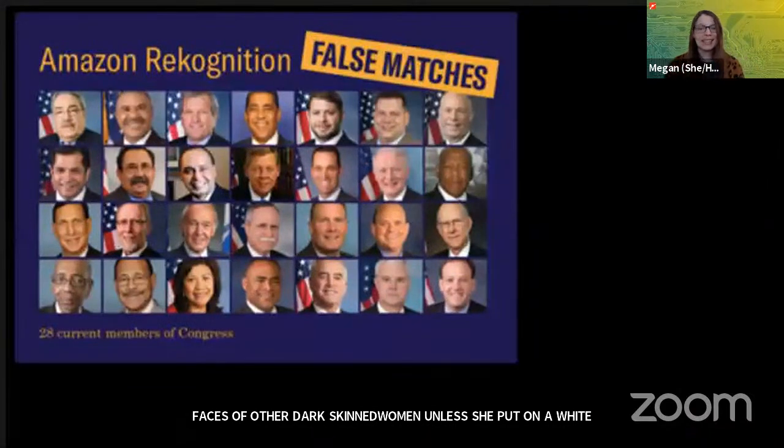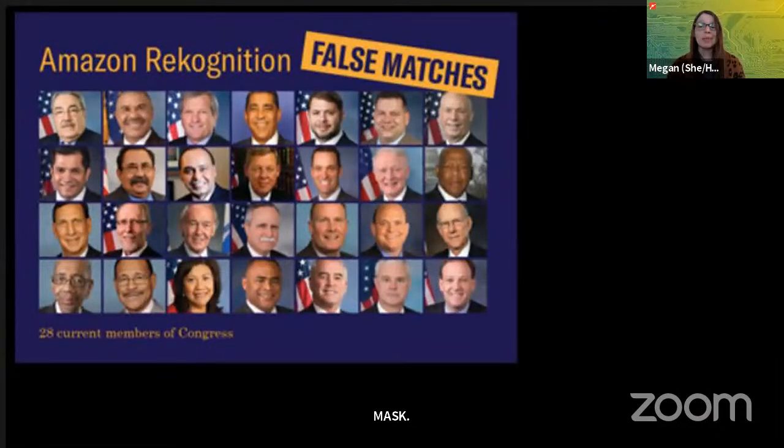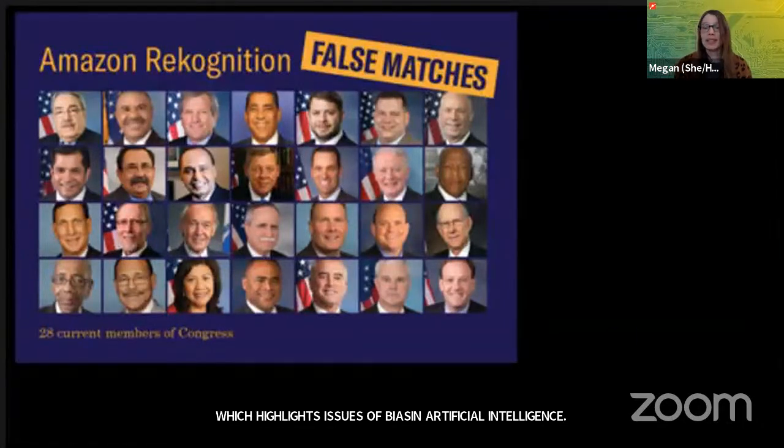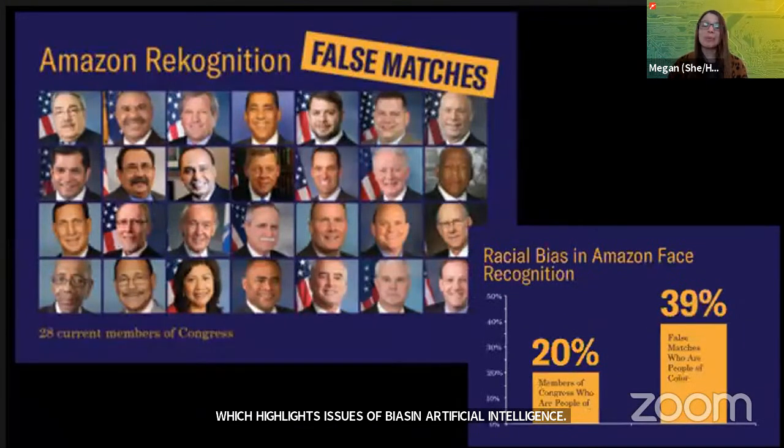And in 2018, the American Civil Liberties Union released a study showing that Amazon's facial recognition software misidentified 28 current members of Congress as criminals in a mugshot database. Of the Congress people who were identified as criminals, a disproportionate number were people of color.